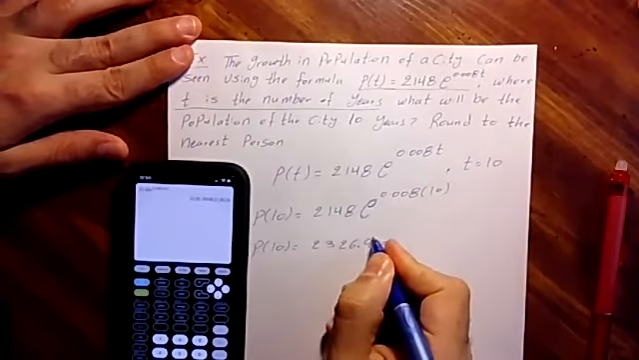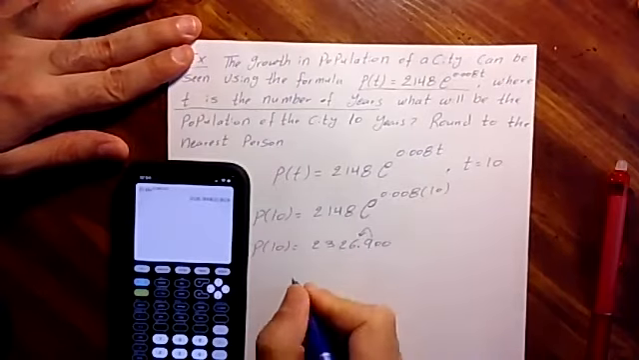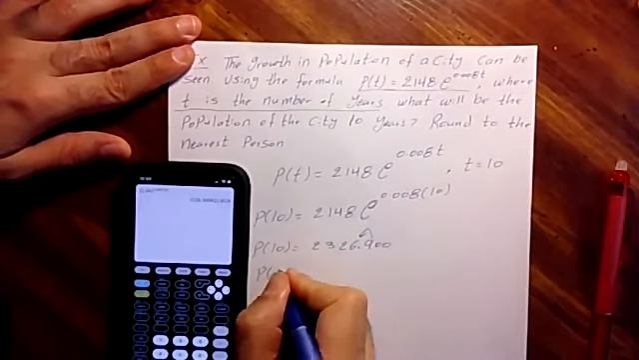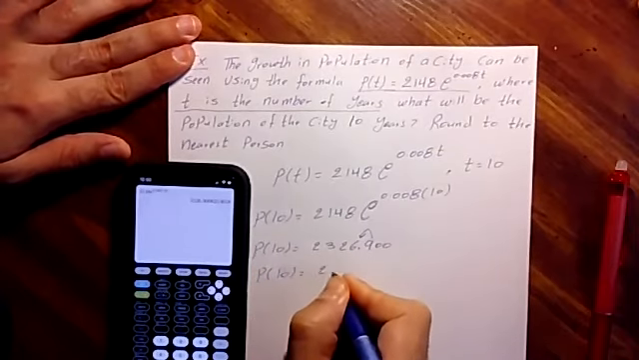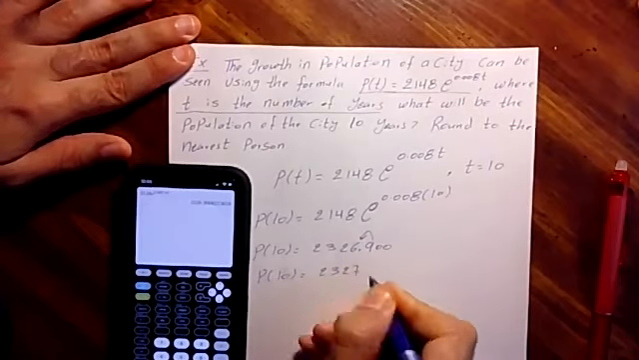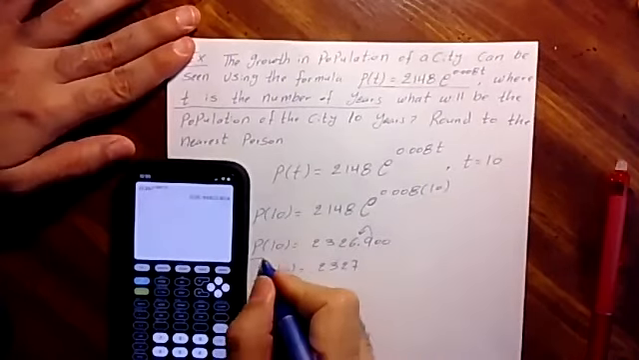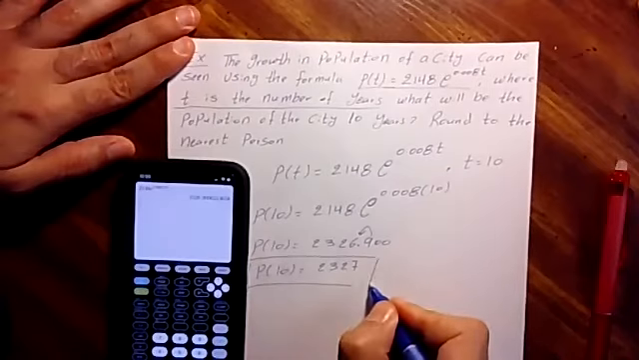So they ask you to round to the nearest person. So I'm going to convert this .99 to a person. So P of 10 is going to be 2327. This is the solution for this example.